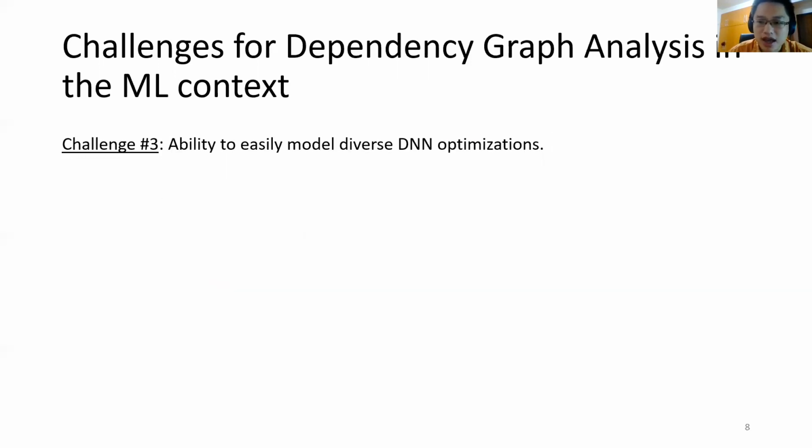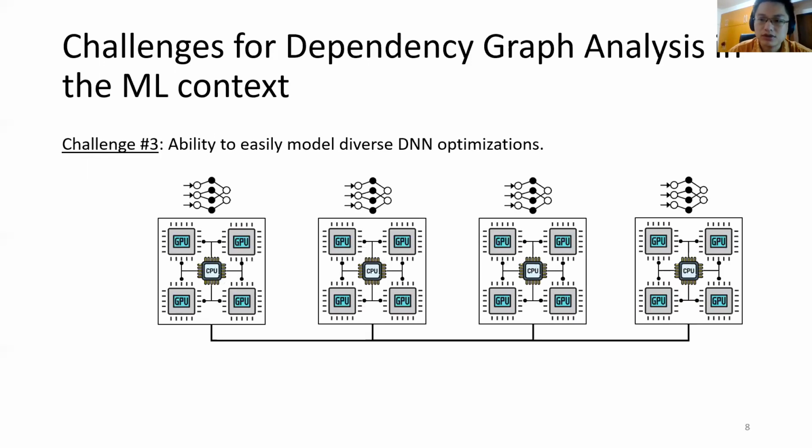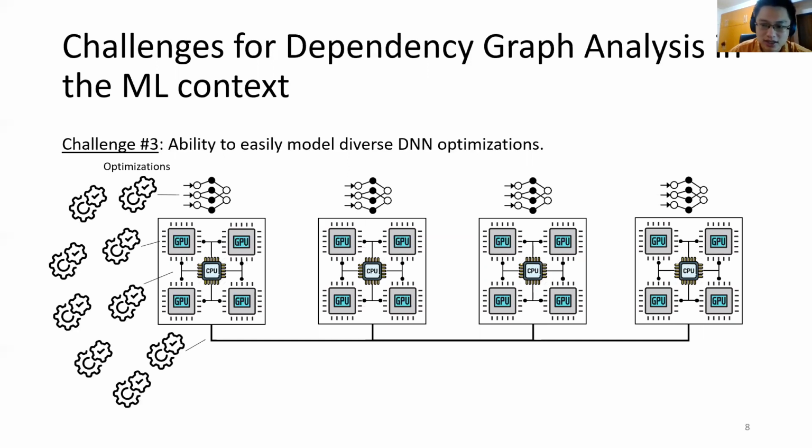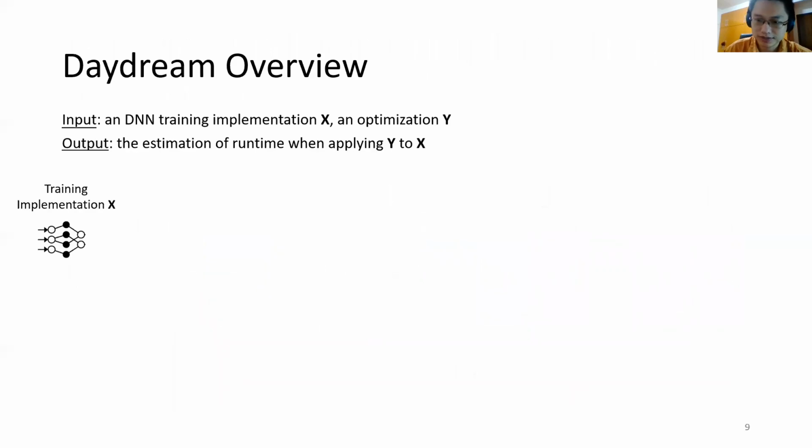And the third challenge is that there are various DNN optimizations. So suppose we train a DNN using multiple machines with multiple GPUs. A DNN optimization may try to optimize the algorithms, the CPU or GPU, or the interconnect. And with the same optimization goal, there are often multiple techniques to do that. This diversity of DNN optimizations raises the challenge that systems should allow users to easily model the common potential optimizations.